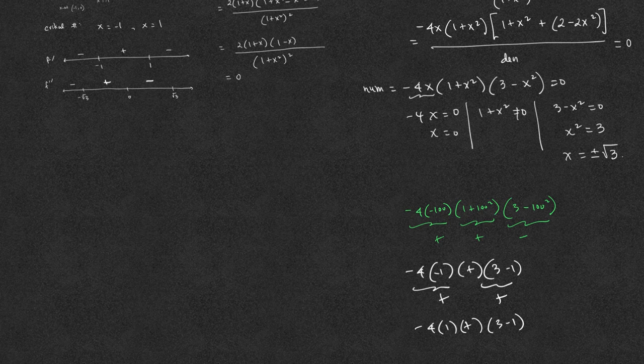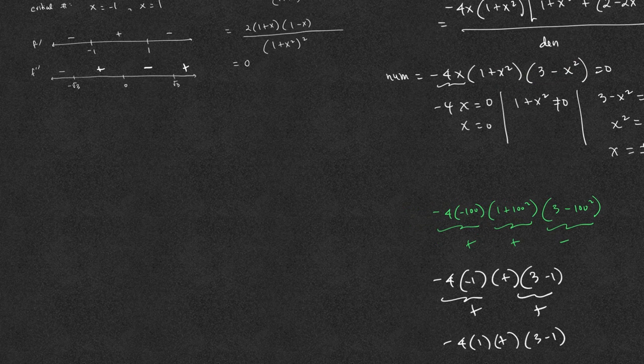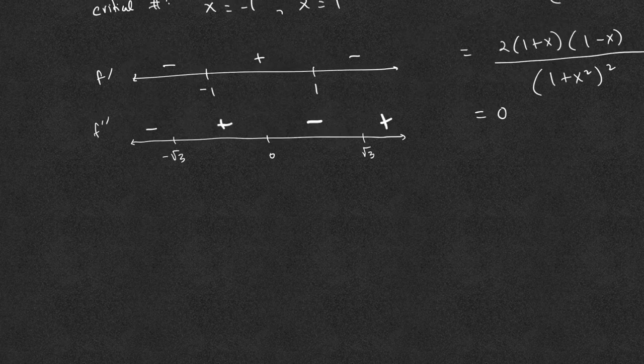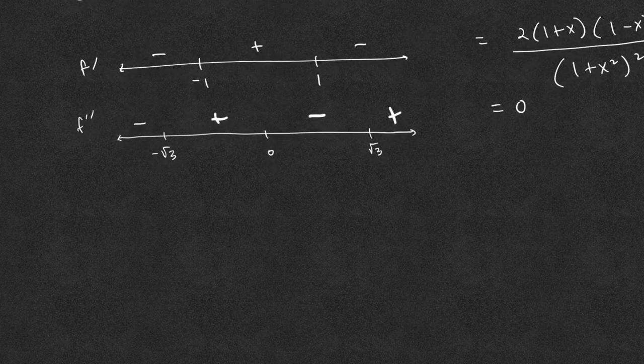And similarly, if we plug in any number between root 3 and infinity, say 100, into the second derivative, we will see that this is negative 4x, which is negative 4 times 100, which is negative, times a negative number, so it is positive. From the sign charts of f prime and f double prime, we combine all of these cut points to determine the shape of the graph.